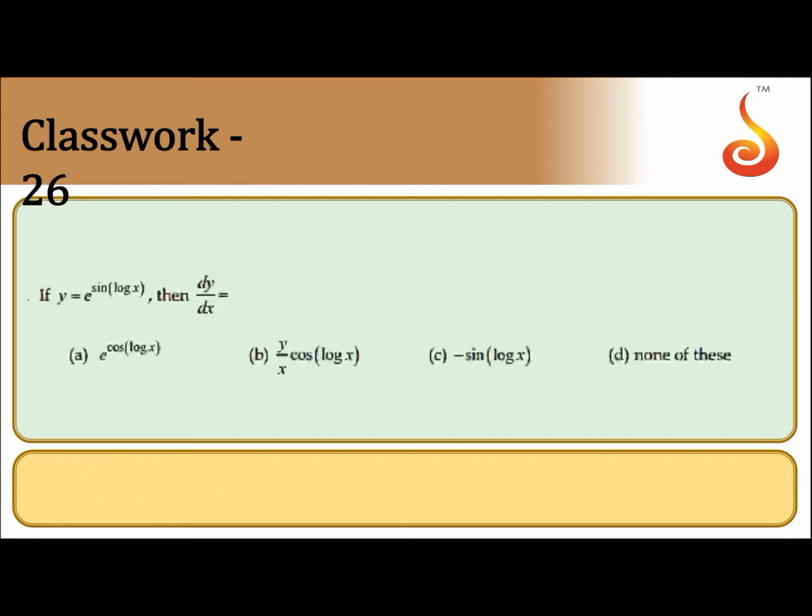y is equal to e power sine of log x. The derivative of e power x is e itself. So y dash is y multiplied by the derivative of sine of log x. The derivative of log x is 1 by x, and the derivative of sine gives cos. So we get cos of log x divided by x.